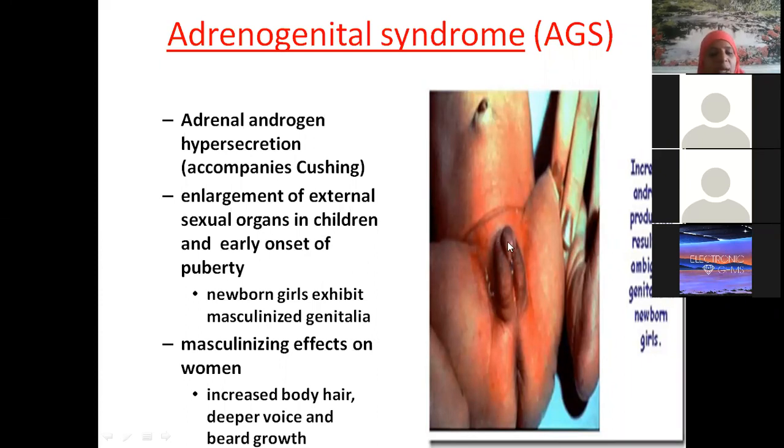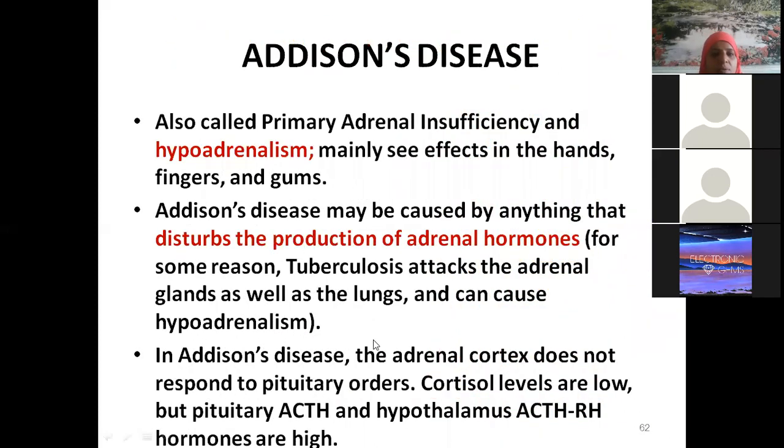adrenogenital syndrome. You will see precocious puberty, nothing but early onset of puberty. Body hair may be there, deeper voice may be there, beard may grow. There is also a condition which is called Addison's disease, where you will see hypoadrenalism. Anything that disturbs the production of adrenal hormones may be due to tuberculosis, which basically attacks the lung, but through blood circulation it can come and damage the adrenal gland also.